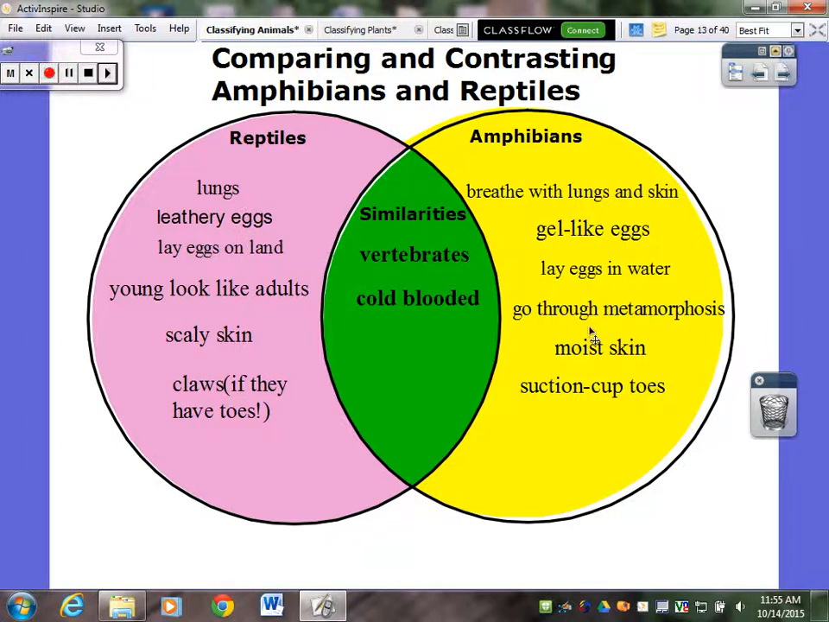In amphibians, the big things you need to know are that they have moist skin, they lay gel-like eggs, and they breathe with their lungs and through their skin. Those are the important things.